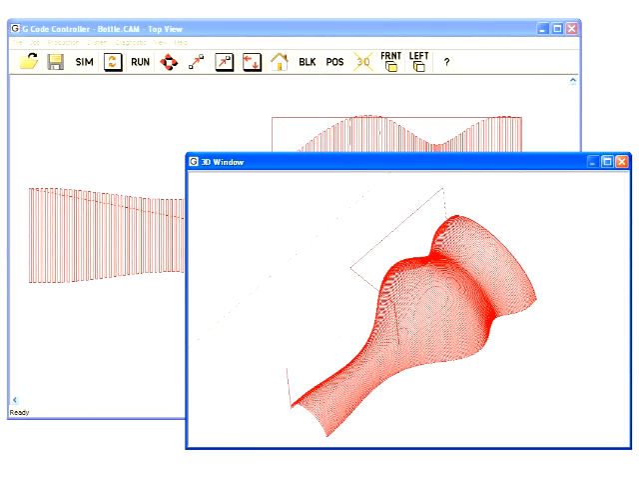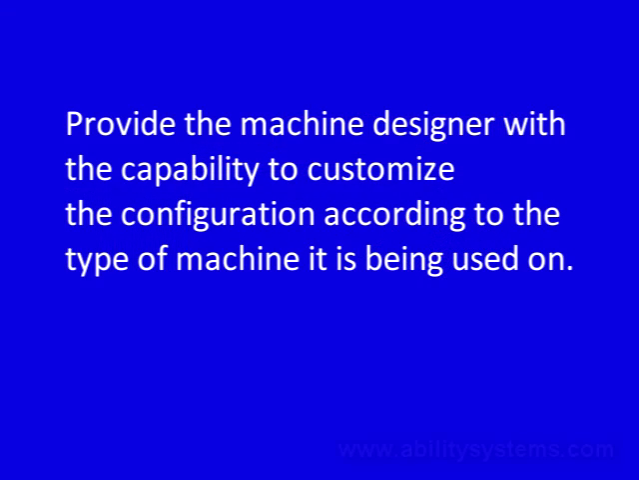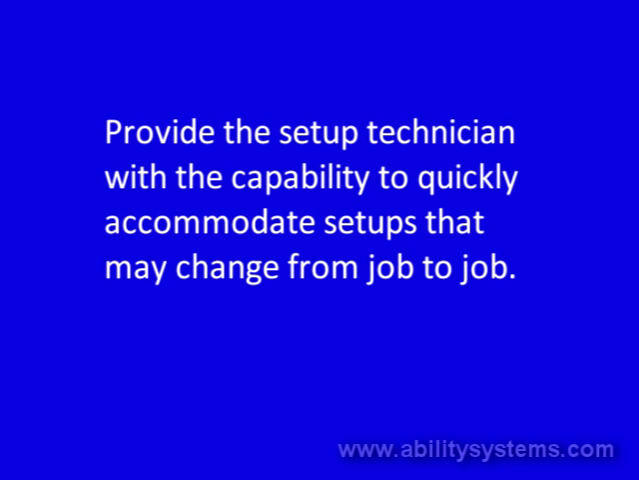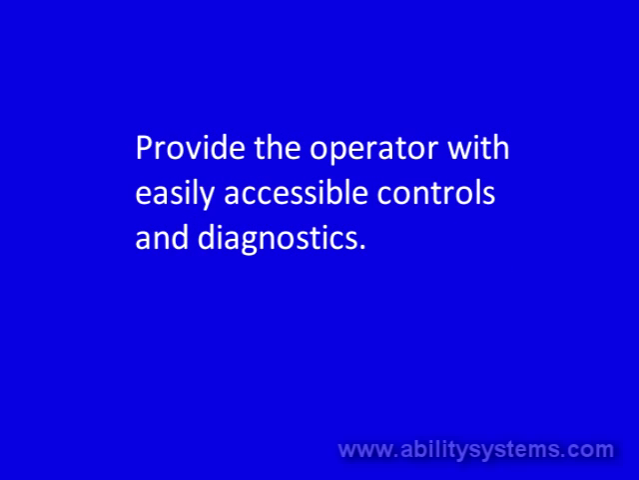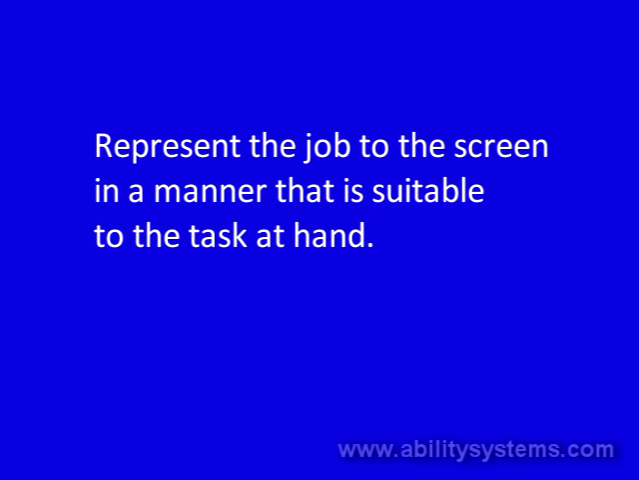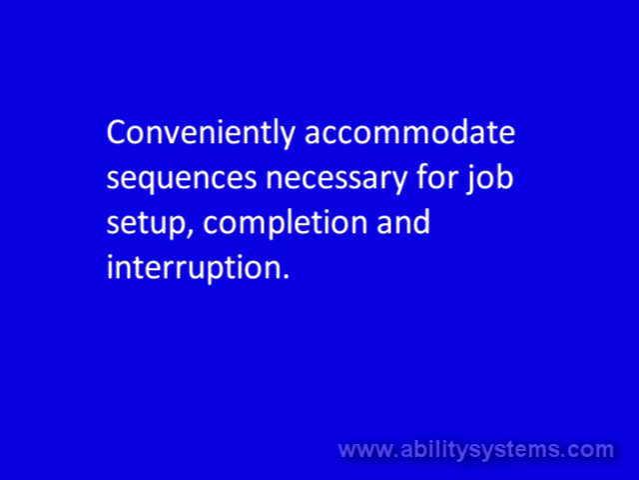As a general-purpose application program, then, G-Code Controller was intended to provide the machine designer with the capability to customize the configuration according to the type of machine it is being used on. Provide the setup technician with the capability to quickly accommodate setups that may change from job to job. Provide the operator with easily accessible controls and diagnostics. Represent the job to the screen in a manner that is suitable to the task at hand. And conveniently accommodate sequences necessary for job setup, completion, and interruption.